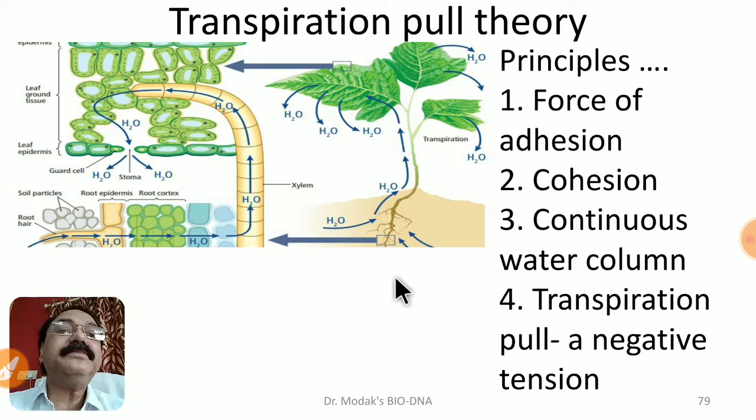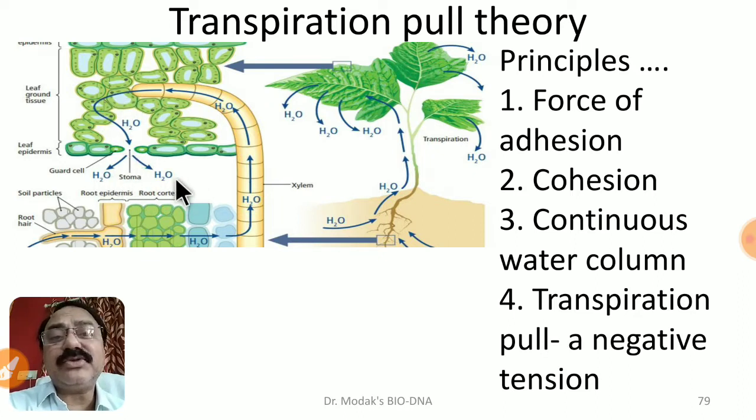This is the mechanism. In this, as I told you, there are the four principles: force of adhesion, cohesion, a continuous water column formed because of these two, and the transpiration pull which is developed. As you can see here, it is a stomata, the water is lost in the form of water vapors, and then a force is developed which pulls this water, which enters from the root hair, then goes to the cortical cells, then the xylem of the root, then the xylem of the stem, then it goes to the leaves, and from the leaves it is lost outside.